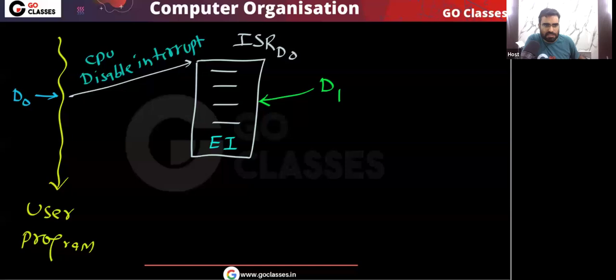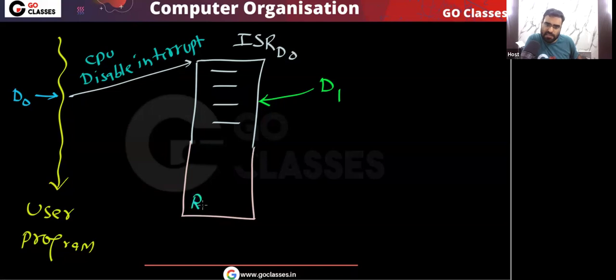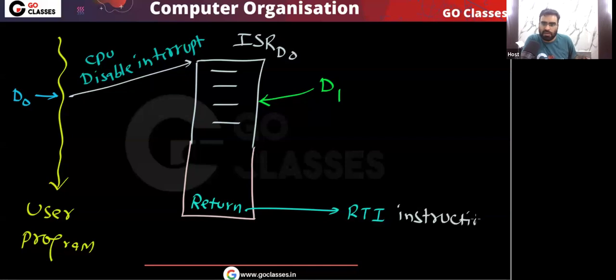And here the last instruction is enable interrupt. Actually, let me tell you the last instruction. Honestly, the last instruction is the return instruction, because we have to return, right? In this ISR there is a return instruction at the end. Normally this is also called RTI, return from interrupt.